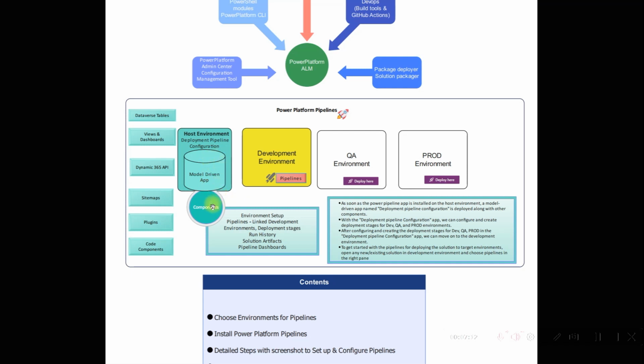The Deployment Pipeline Configuration app contains the components like environment setup, linked development environments, deployment stages, run history, solution artifacts, and pipeline dashboards to control and manage all the deployment stages and the history of the pipelines.